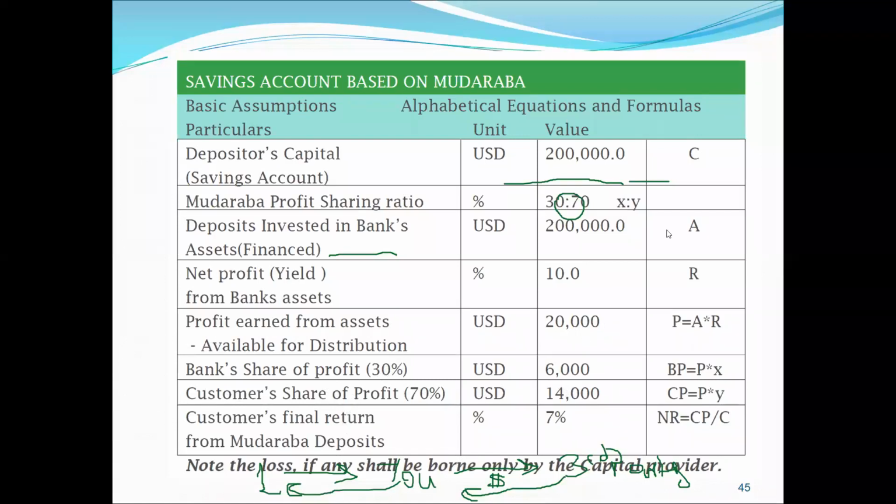And the calculation of the customer's final return will be 7%. And how is it calculated? It's the amount of money that you invest and how much money you earn as a profit.